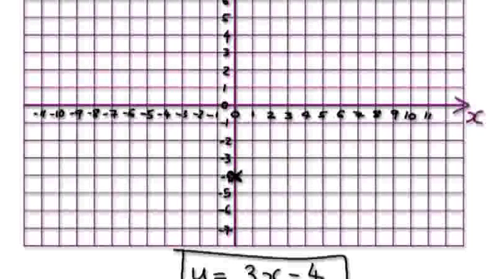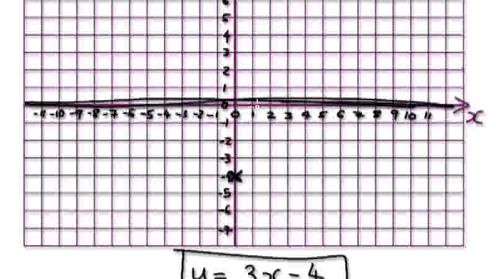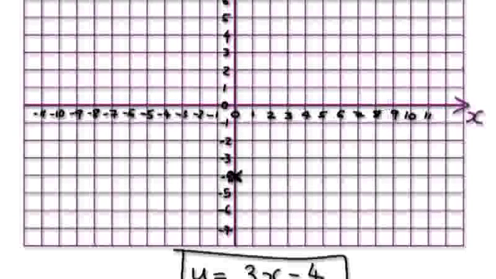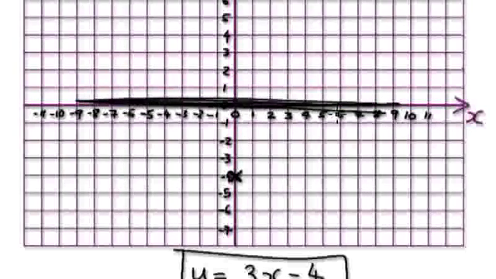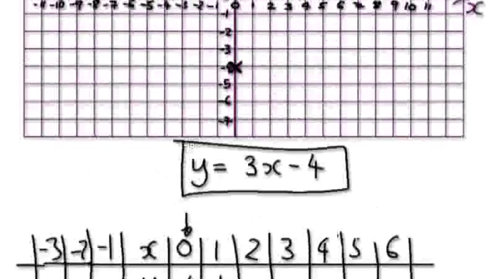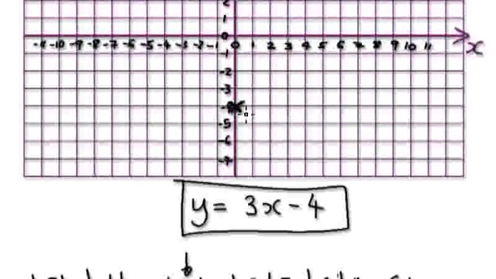Because if you think about it, when x is 0, x is the thing that's going left and right here. When that is 0, 0 is right here. So when x is 0, it's somewhere right here. Then for y, you've got to go down 4, because it's saying when x is 0, y will be -4. So this here would be our first point.